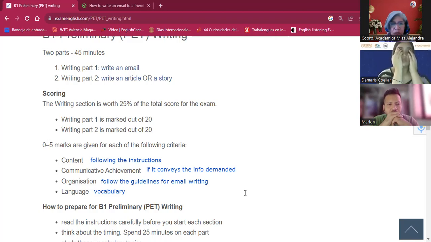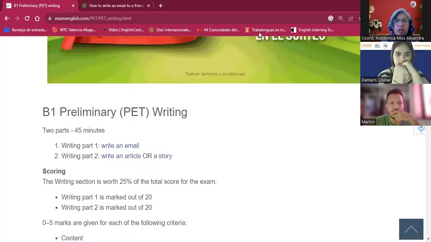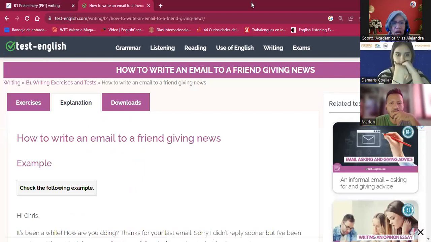Those are the 4 things that are evaluated, assessed, and how many points are you given for each? 5 points each. So let's get to the part about what it should include. In this case, how to write an email to a friend giving news.